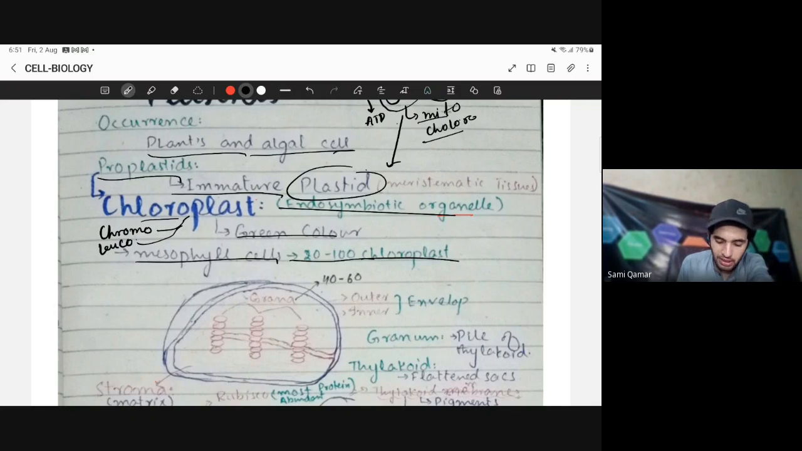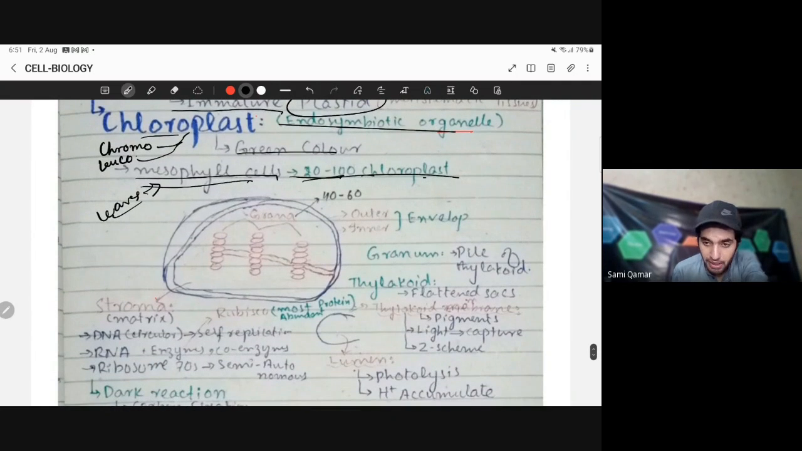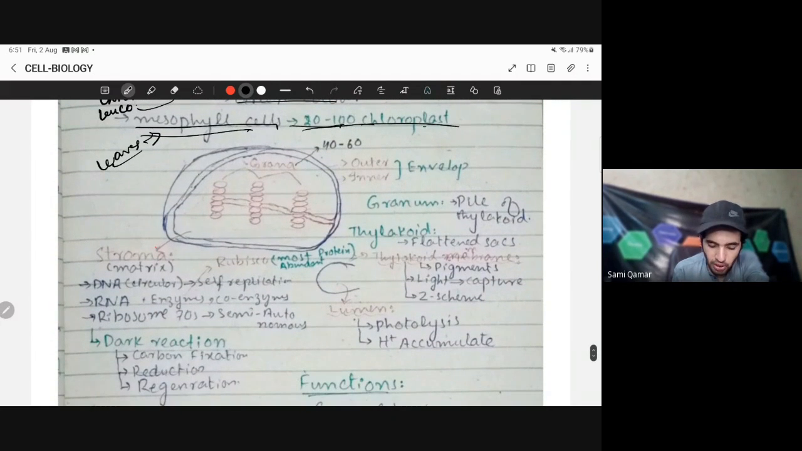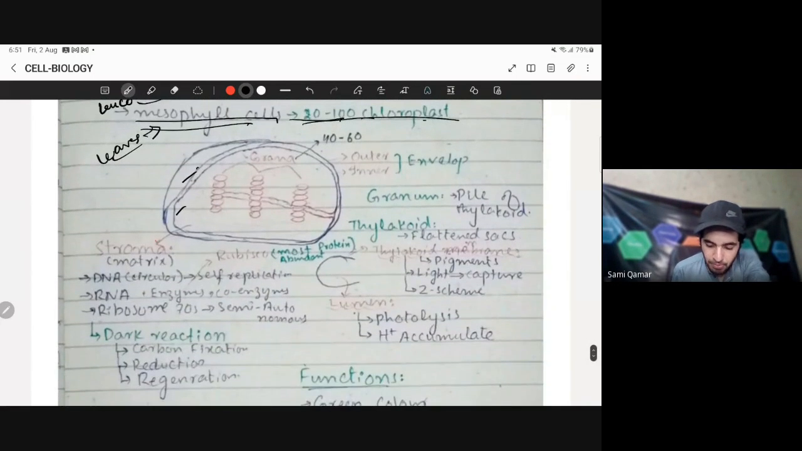So let's talk about chloroplast. It is green in color. Mesophyll cells are present in the leaves of plants, and there will be 20 to 100 chloroplasts. This is the chloroplast. It is also double membranous. This is the outer envelope: the outer membrane and the inner membrane.